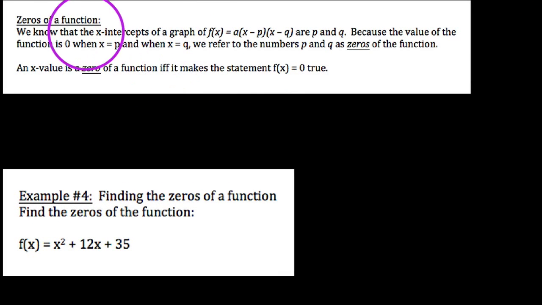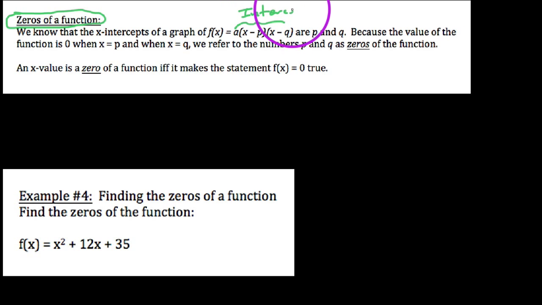Okay, YouTube, in this last video, we're going to continue our exploration of solving quadratic equations, but really confronting this word zero. When we talk about the zeros of a function, what do we mean? We know that the x-intercepts of a graph of f of x equals a times the quantity x minus p times the quantity x minus q, which we refer to as our intercept form here.